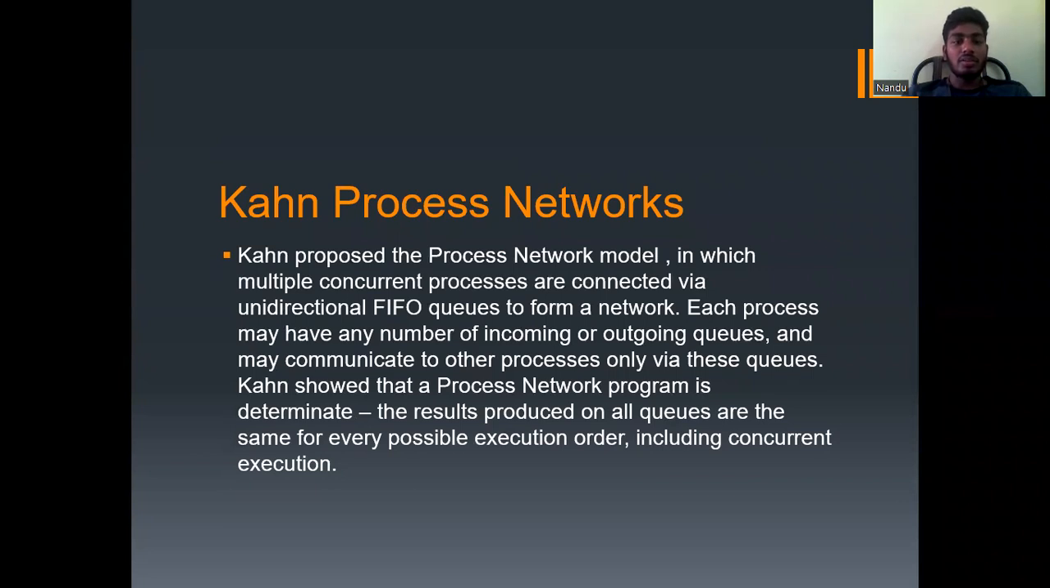The process network model has multiple concurrent processes connected via unidirectional first in first out queues to form a network. Each process may have any number of incoming or outgoing queues and may communicate with other processes only via these queues. Kahn showed that a process network program is determinate. The results produced on all queues are the same for every possible execution order, including concurrent execution.